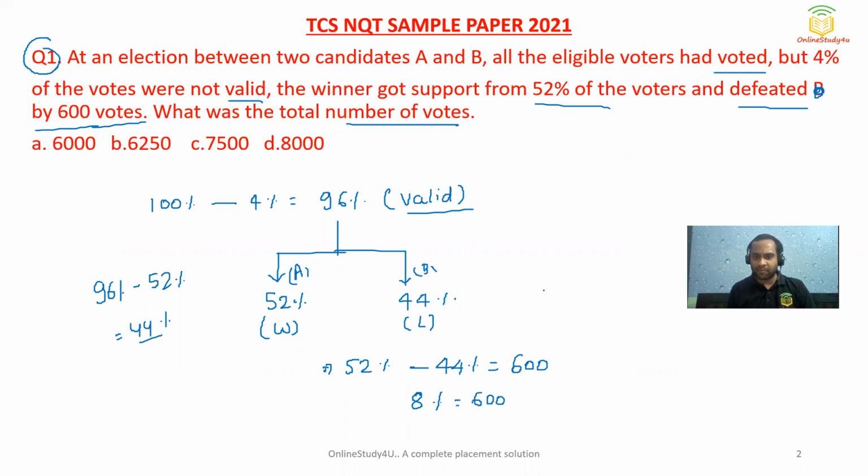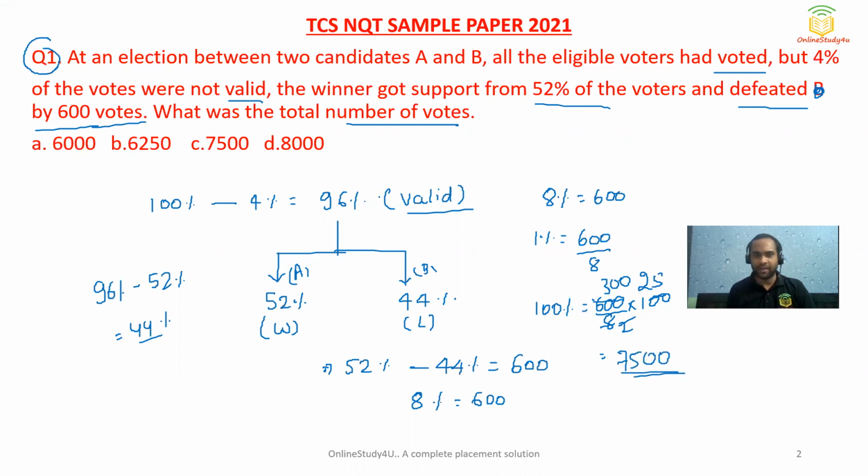They are asking the total number of votes. So 8% is equal to 600. So 1%, unitary method, 600 by 8. So 100% will be equal to 600 by 8 into 100. So 4 twos are 8 and 4 twenty-fives are 100, and this is 300 times 25, which will be 7,500. So the total number of votes was 7,500. Out of that, 4% was not valid, and of the remaining, 52% the winner got and 44% the loser got.